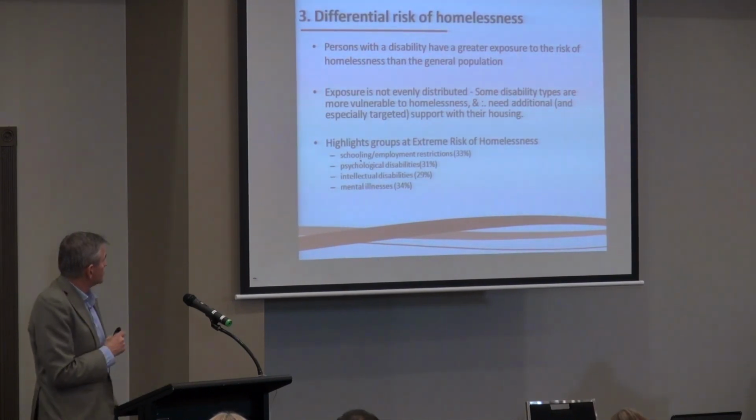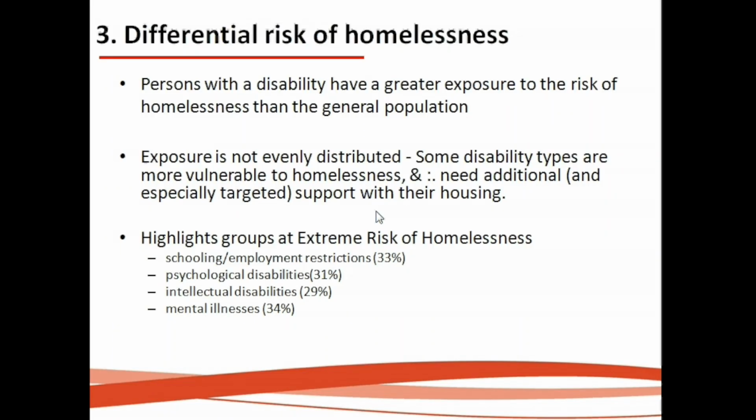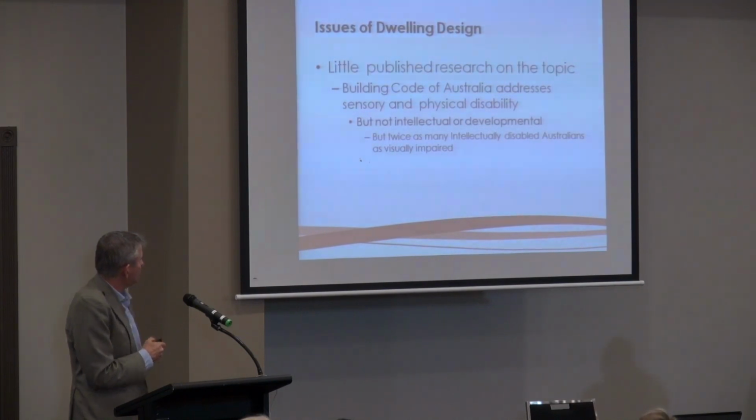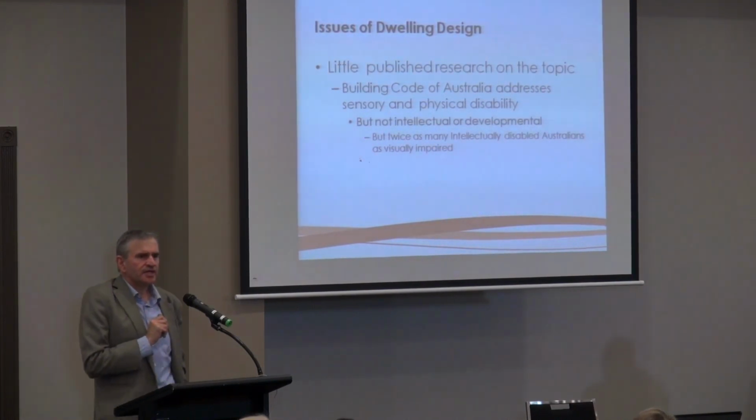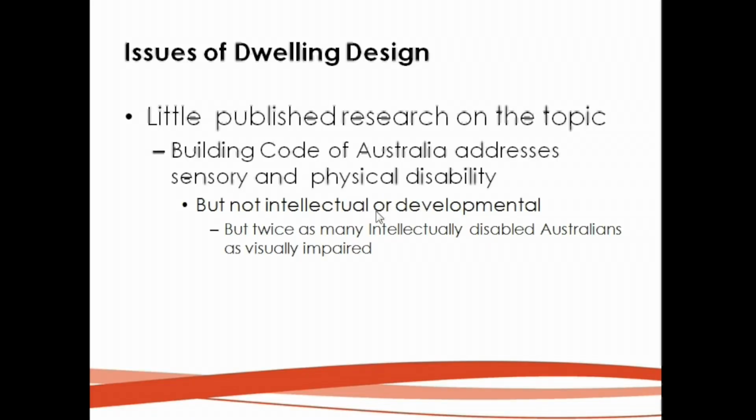Thank you very much. So differential risk of homelessness highlights groups at extreme risk of homelessness, and within our population with intellectual disabilities, what we find is schooling, employment restrictions, intellectual disabilities are major challenges in terms of your risk of homelessness. So exposure is not evenly distributed, and these two groups here, psychological disabilities and mental illness, as reported in the General Social Survey, are actually as expected, but the fact that schooling, employment restrictions and intellectual disabilities are actually a major problem. I guess the key message I want to give to you is that one of the things that we found is that, somewhat to our surprise, having a mild intellectual disability was actually a major challenge.